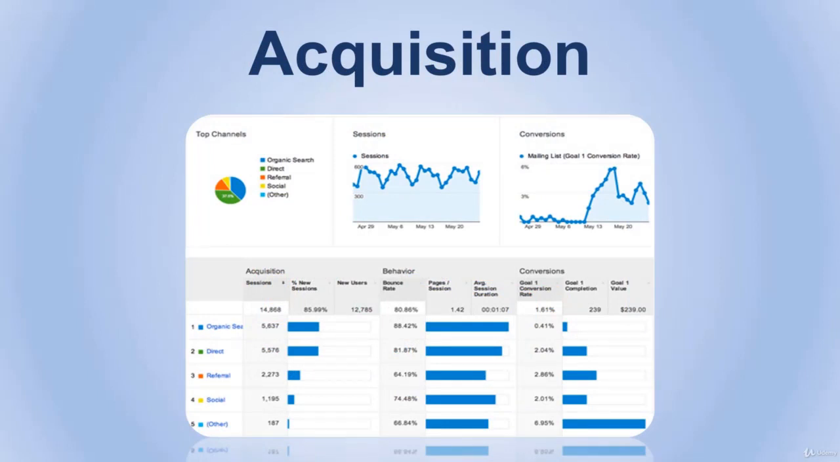We have the Acquisition Reports tool. This will show you how your website is getting its traffic, and what's the most successful source that brings visitors to your website. We have examples like organic search, direct, referral, social, and other. These are the top channels that bring users to your website.